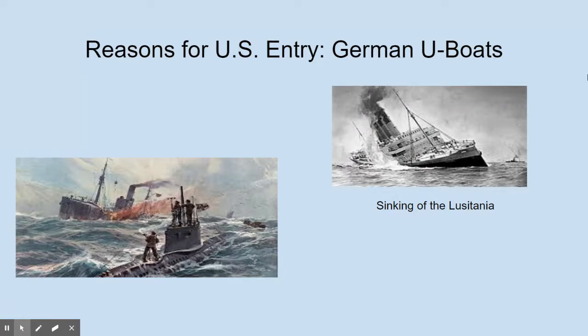German U-boats practicing unrestricted submarine warfare were sinking any ships believed to be carrying war material for the Allies. Americans were shocked and outraged when a British passenger ship, the Lusitania, was destroyed by German U-boats, killing the passengers on board, some of whom were Americans.